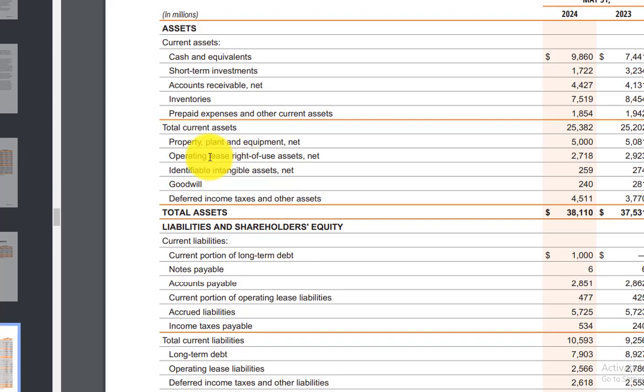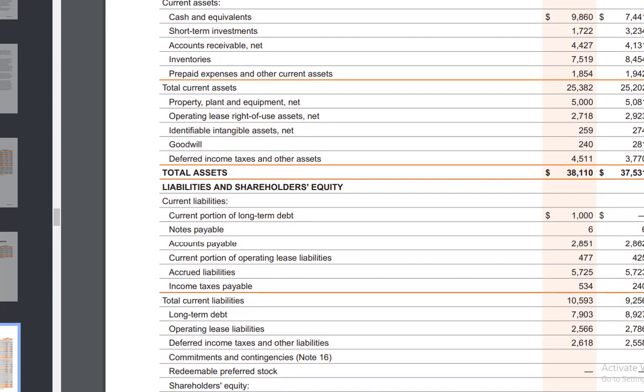All right, these operating lease right-of-use assets, we're going to find we have to estimate an interest rate in order to come up with the right number for that, or a number that's workable. Goodwill is an estimate. Lots of other estimates go into calculating it.